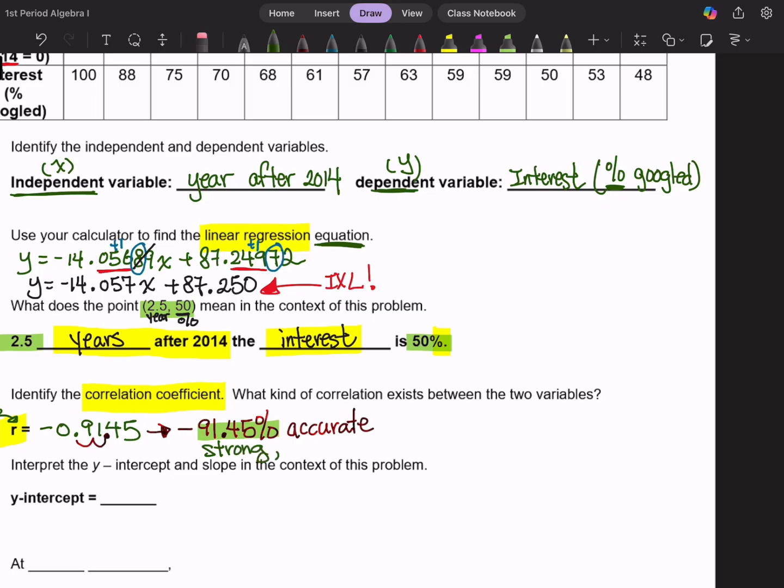Now, next, you see that negative sign in front? That's the second thing it's going to tell me. It's going to tell me that it is a negative correlation. So two things it's going to tell me. It's going to tell me whether it's strong or weak, and then whether it's negative or positive, all from that number. So this is a strong negative correlation.